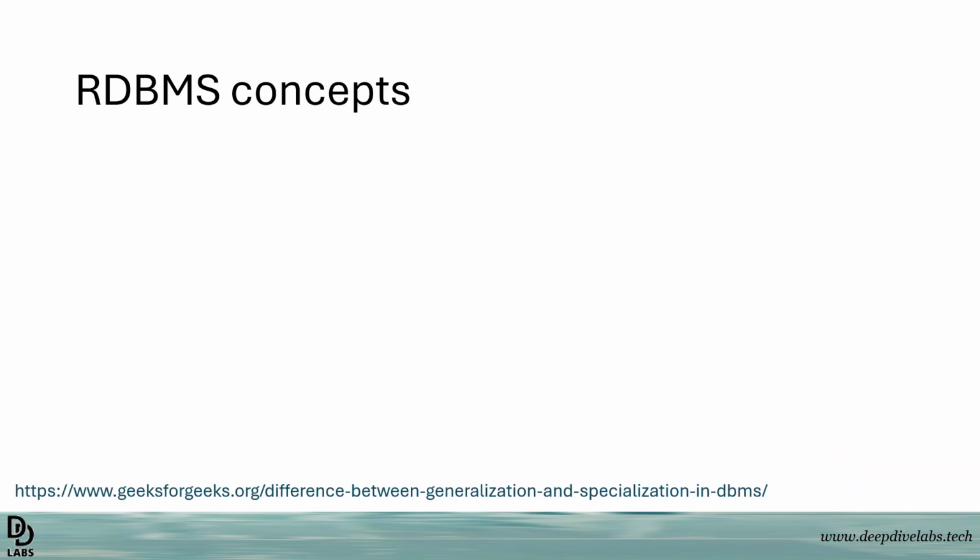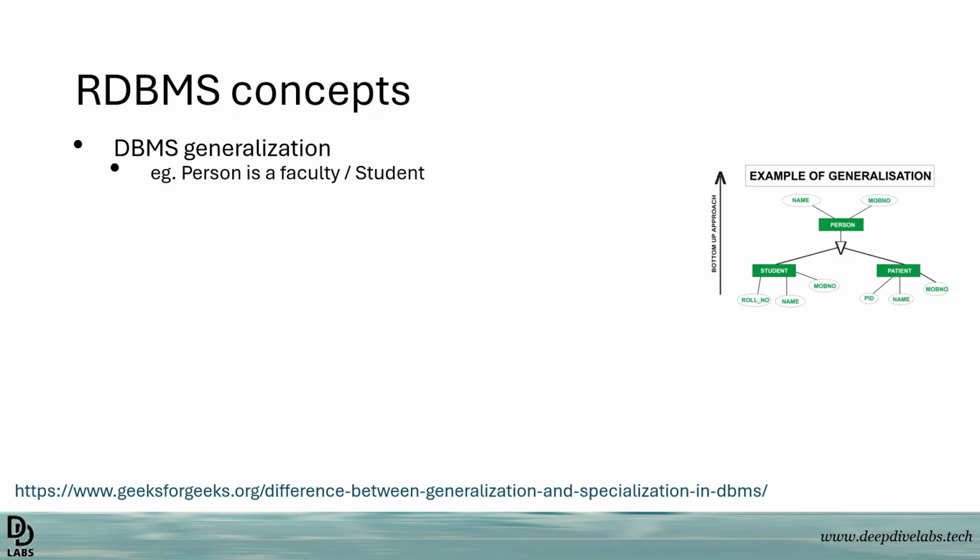Now let's take a slightly deeper look at some of the RDBMS concepts, right? We talked about entities, and we talked about attributes within an entity. Sometimes there is a need for you to combine some of these entities. This is what we call DBMS generalization. Let's say you have an entity student and an entity patient, right? Both of these entities correspond to a person, so you can make them into a person entity.